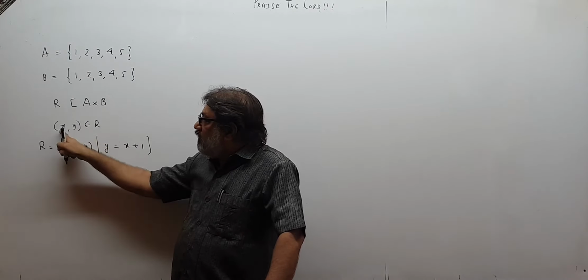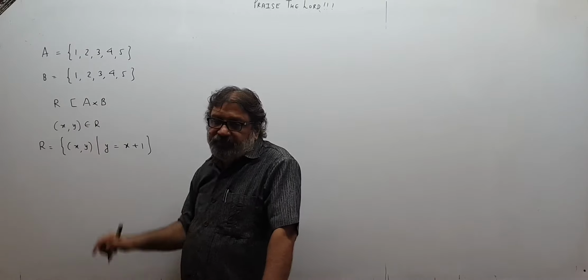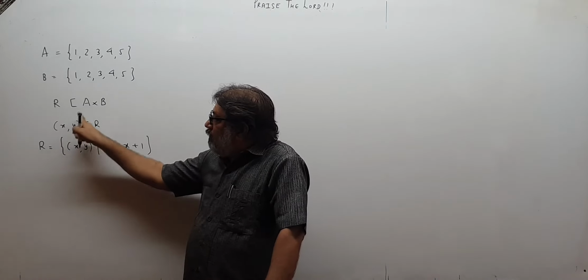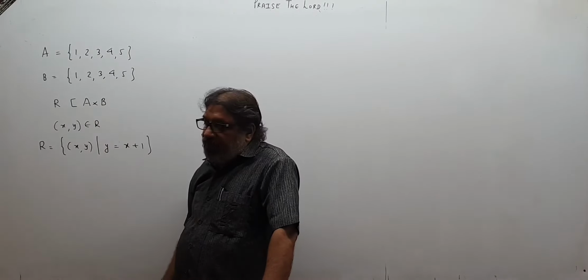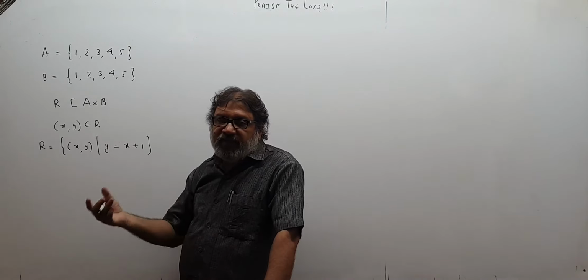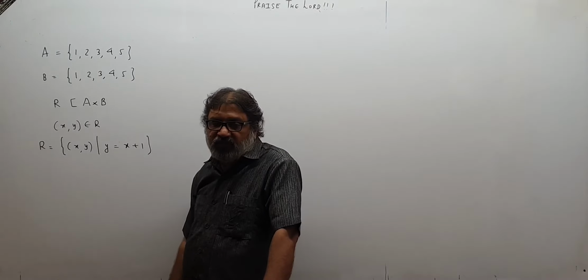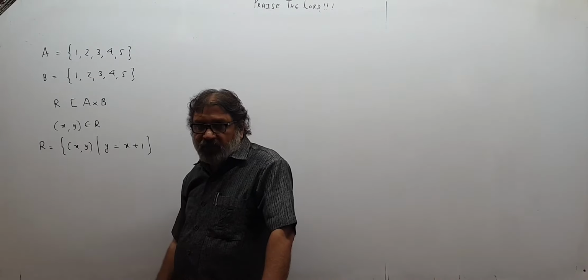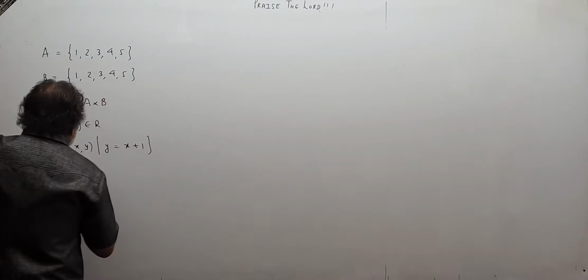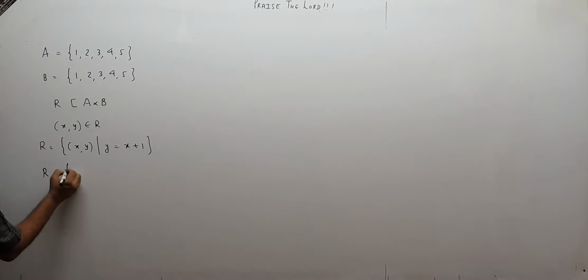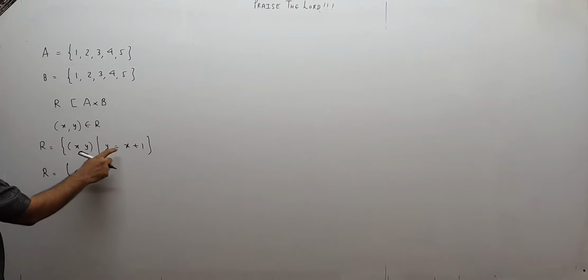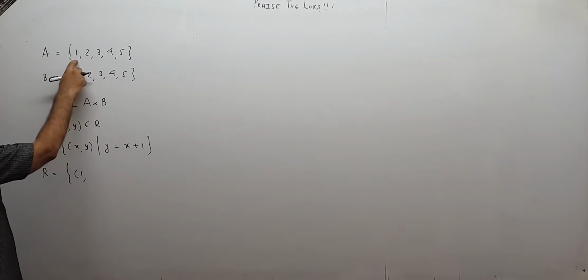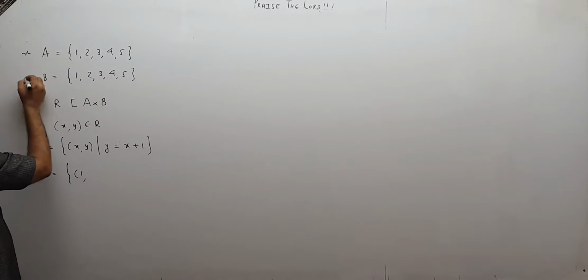Now remember, because R is a subset of A cross B and the element (x, y) belongs to R, x will come from A and y will come from B. Supposing this way we have defined R, what should be the relation between x and y? y should be x plus 1. So what elements can come in R? I will think like this. First pick up 1. If I write x as 1, first will be x then y. x is to be taken from here and y to be taken from here.